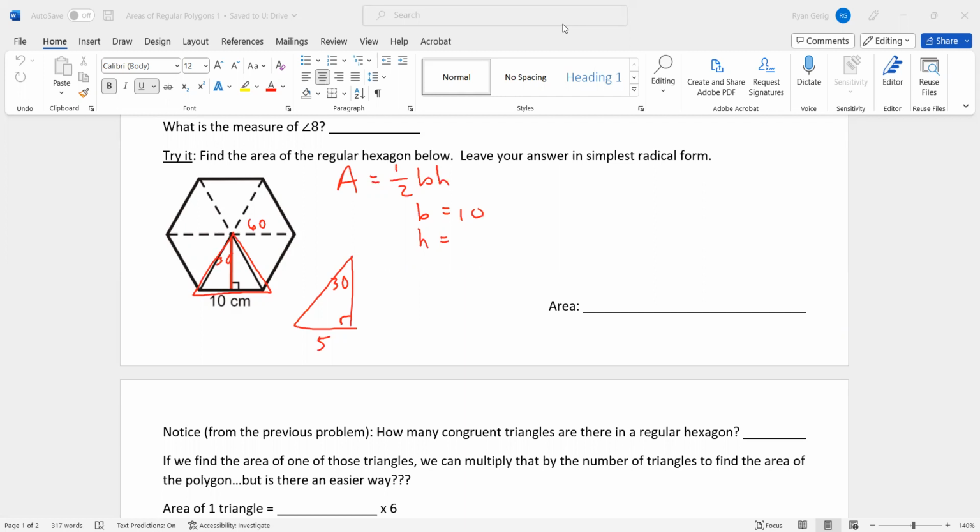Opposite the short angle is 5. So the short leg is 5. The hypotenuse is 10, which I don't need here, but I'm going to put it. And then the height is 5 radical 3. Well, the height is the apothem, but that's what we needed here. Now I've got my base and my height. Let's find the area of that triangle.